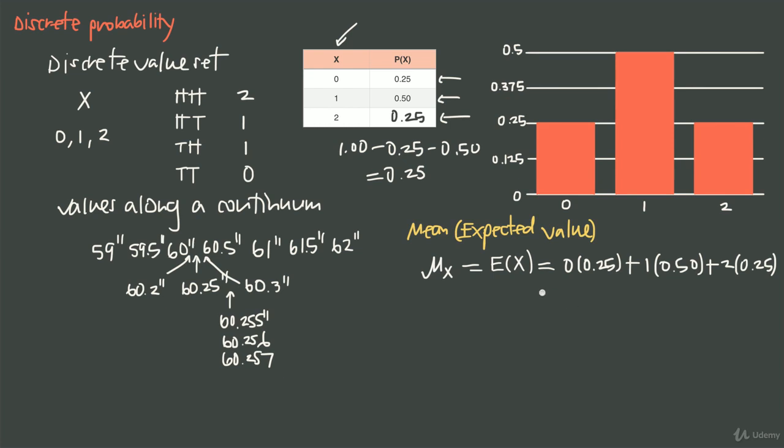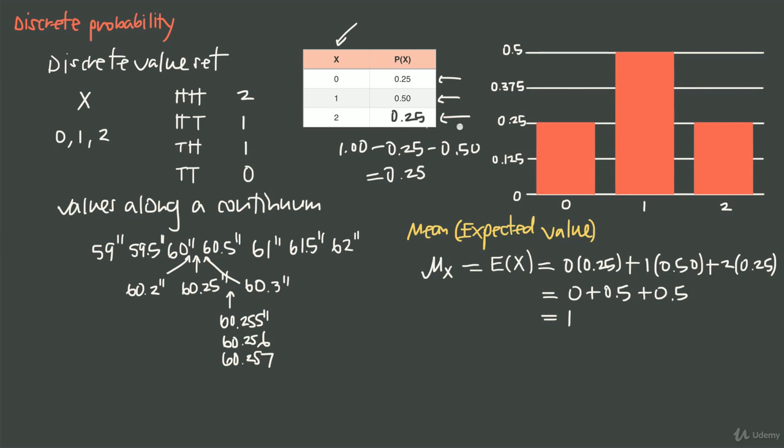In this case here, we just get 0 for the first term, we get 0.5 for the second term, and 2 times 0.25 is another 0.5. So the result there is 1. What this tells us, since x models the number of heads we get when we flip a coin 2 times, is that we can expect to get 1 heads every time we flip a coin twice. So that's our expected value. We expect that most of the time we'll get 1 heads when we flip a coin 2 times.